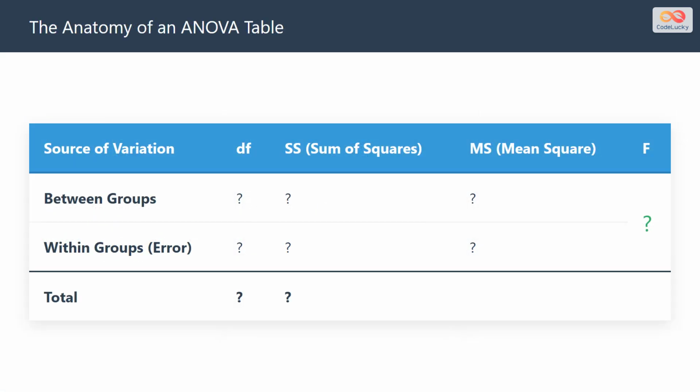Let's look at the skeleton of the table. It is organized into rows and columns. The rows represent the sources of variation: variation between groups, variation within groups, often called error, and the total variation. The columns guide us through the math: first degrees of freedom, then sum of squares, followed by mean square, and finally the F value. Notice how the calculation flows from left to right.